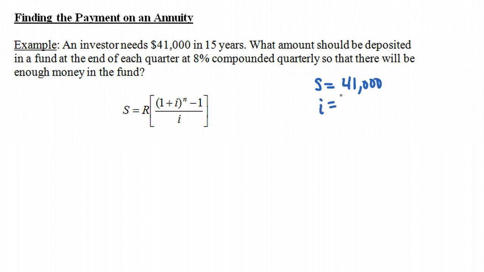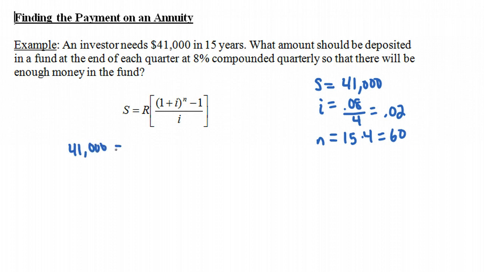And the I is 0.08 divided by 4, because it's compounded quarterly. So that would be 0.02. And the N is not 15, it's actually going to be 15 times 4. So there would be 60 payments, 60 compounding periods. So let's plug things in. We have 41,000 is equal to R, now R is unknown, times the quantity 1.02 raised to the 60th power minus 1 divided by 0.02.